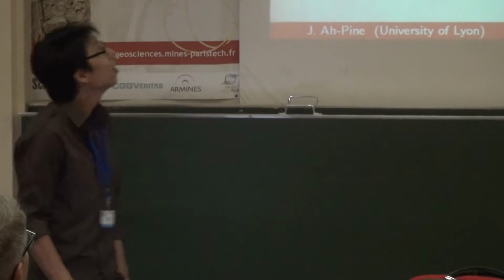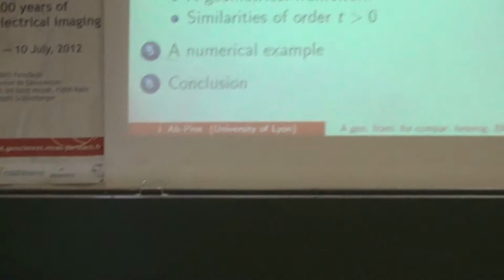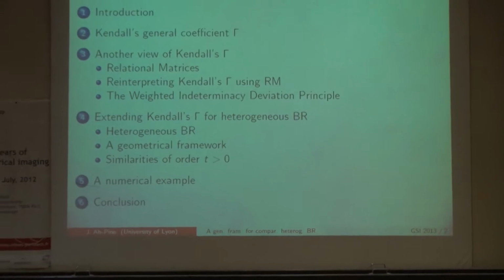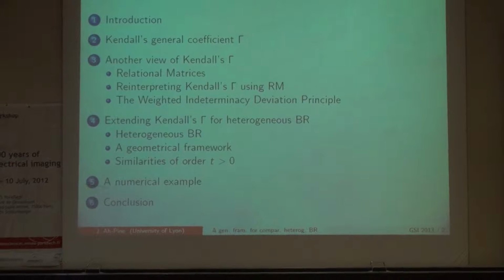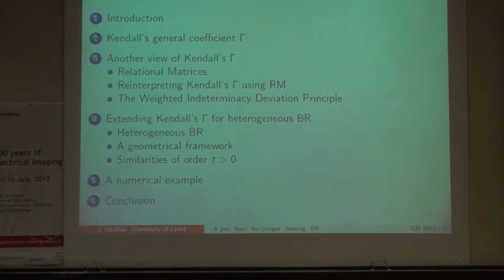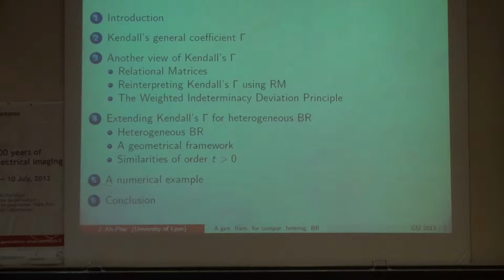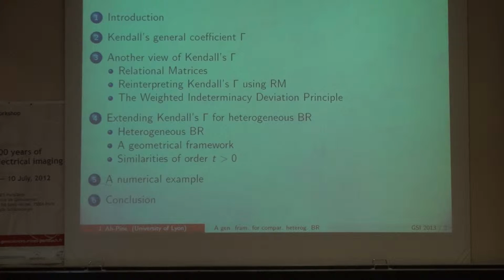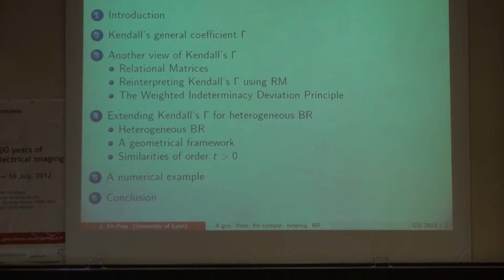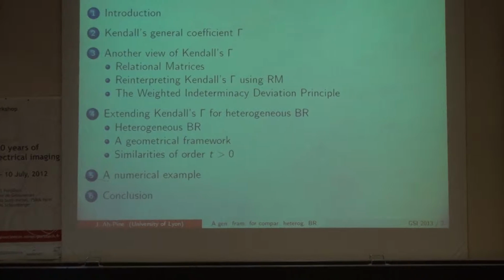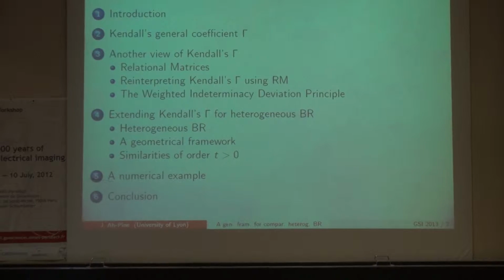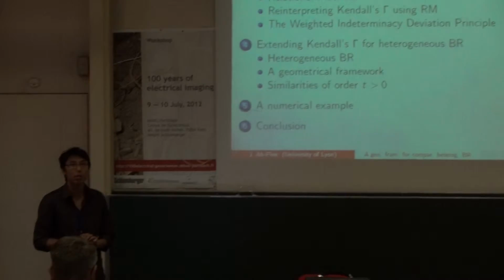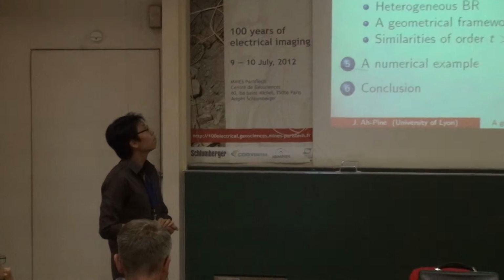So here is the outline of my talk. I will start by introducing basic definitions about binary relations in general, and I will also introduce the problem that I will try to deal with in this talk. Typically, I want to measure the similarity between two binary relations. One way to do that in the statistical literature is to use Kendall's general coefficient, gamma. So I will recall this similarity index.